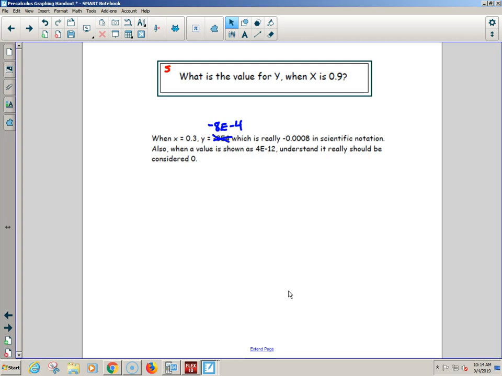But what's the value for number 5? Sorry, I just wanted to draw your attention to the typo. It's not negative 8 times 10 to the 4. It's negative 8 times 10 to the negative 4. What did you get for number 5 though? What was f of 0.9?